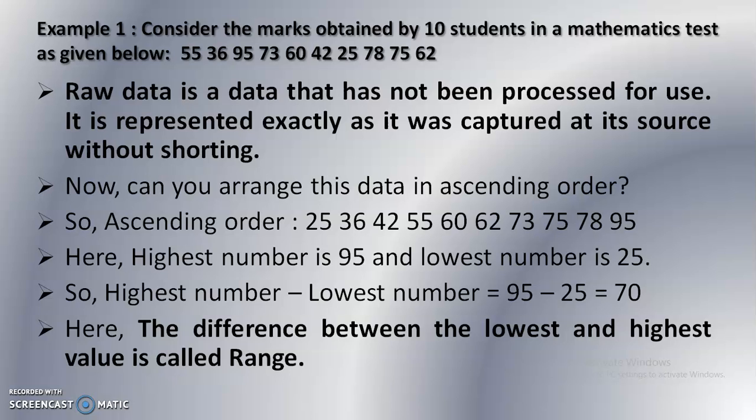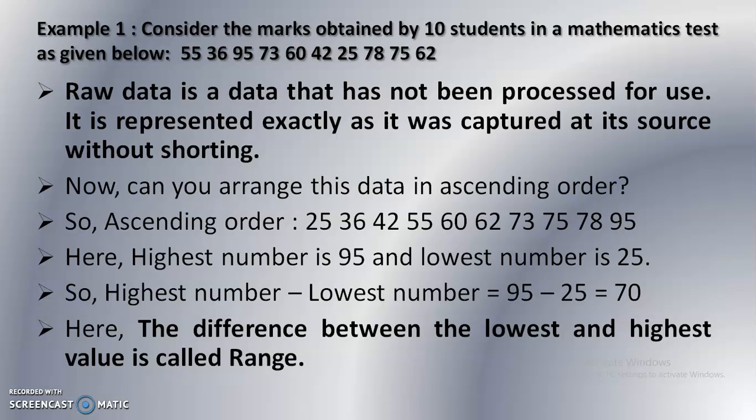Now you have to find the difference between them. Difference means you have to find the subtraction, highest number minus lowest number. Here the highest number is 95 and the lowest number is 25. So 95 minus 25 equals 70, right? So what is that? That is called range. So the difference between the lowest and highest value is called range. Now you know about raw data as well as range, right?